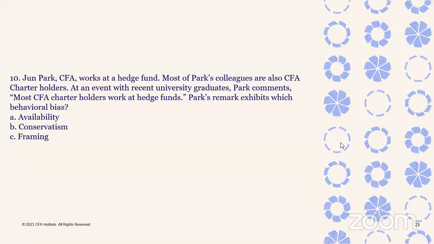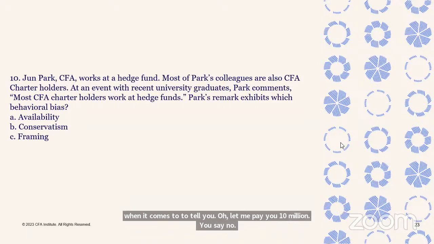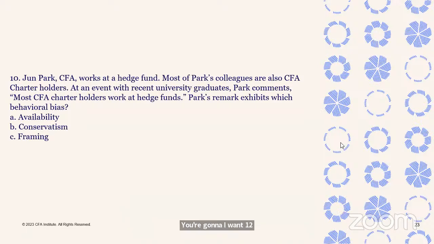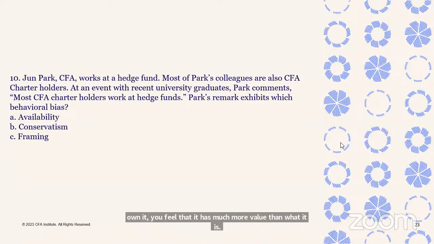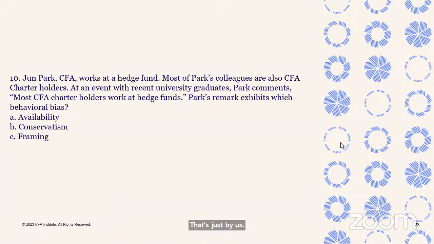Endowment bias is when you value an asset more because you have it now than when you do not. For instance, let's say you just bought a car for 10 million naira. Somebody comes to tell you, let me pay you 10 million. You say no, I want 12 million, because right now you own it. You feel that it has much more value than what it is. That is endowment bias.